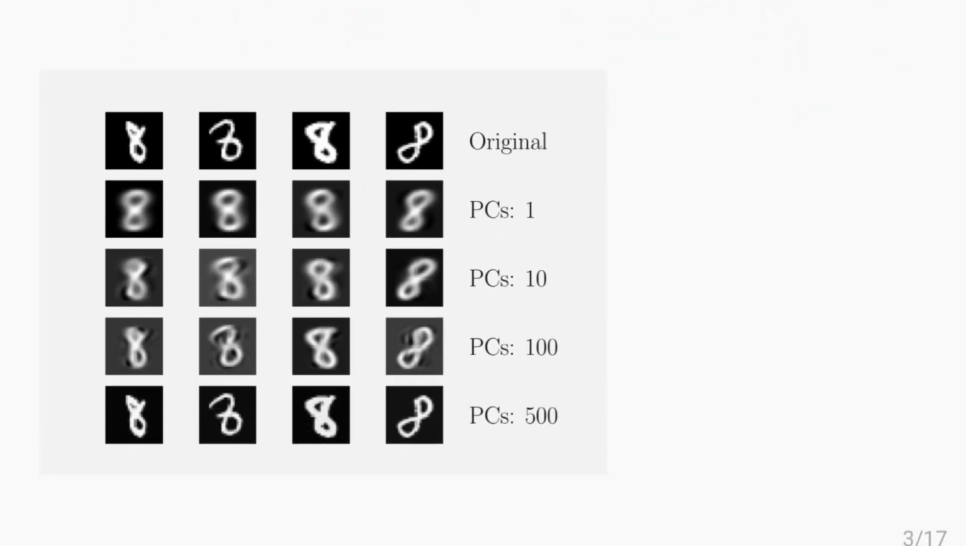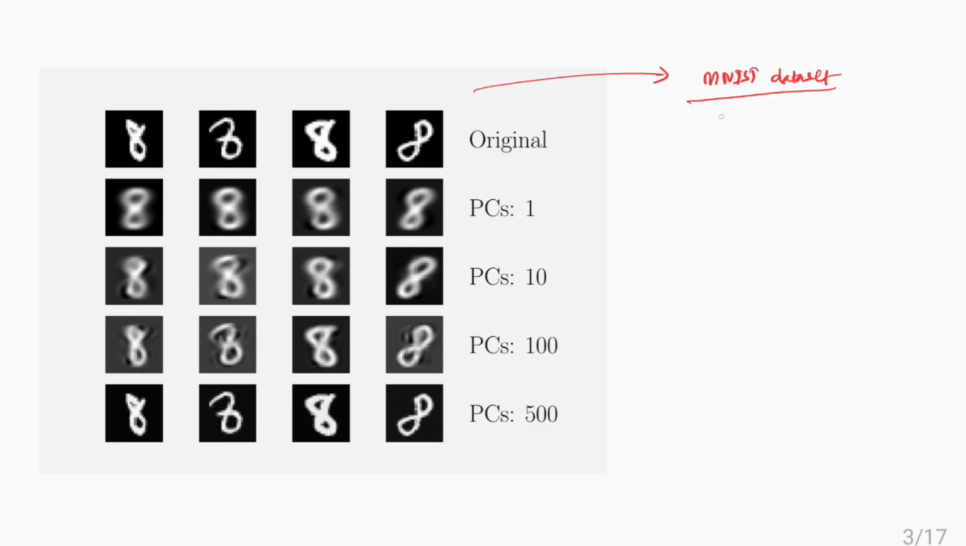Now here is an example. This is a very famous MNIST dataset. It is a dataset of handwritten digits, and the original dataset contains 784 dimensions. So we have the original dataset with 784 dimensions. And what happens when we project this data to a single new dimension? So you see, most of the information is lost. The image now looks blurry and may not be as good as the original one.